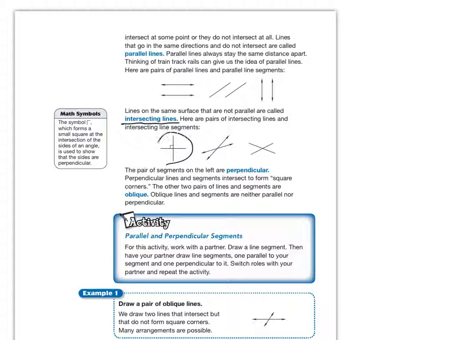There's actually a name for a line that crosses like this, and this one here is definitely perpendicular. These ones over here are oblique. Square corners, that's what perpendicular means. And the other two pairs of lines are oblique. In other words, they aren't perpendicular. They don't go across straight.